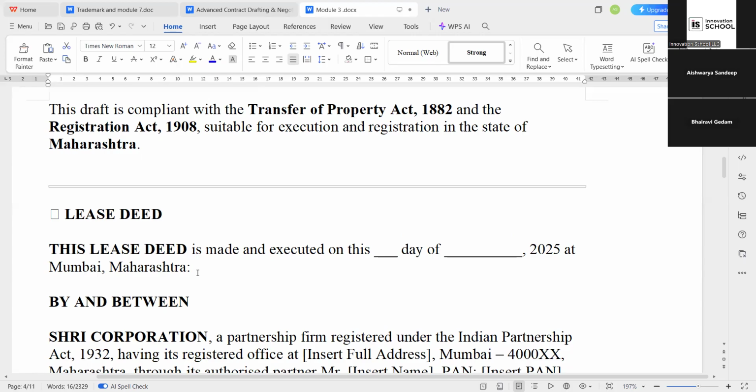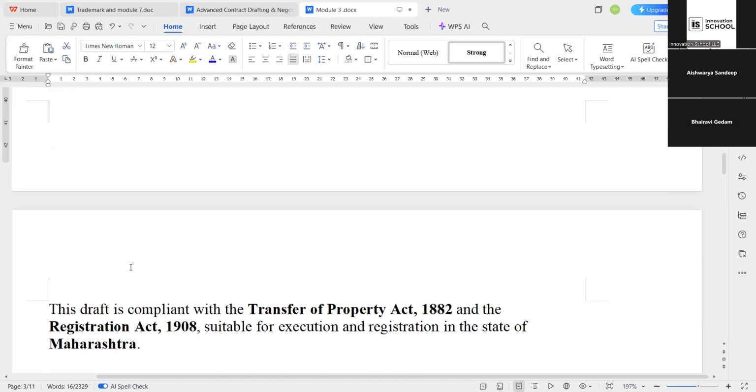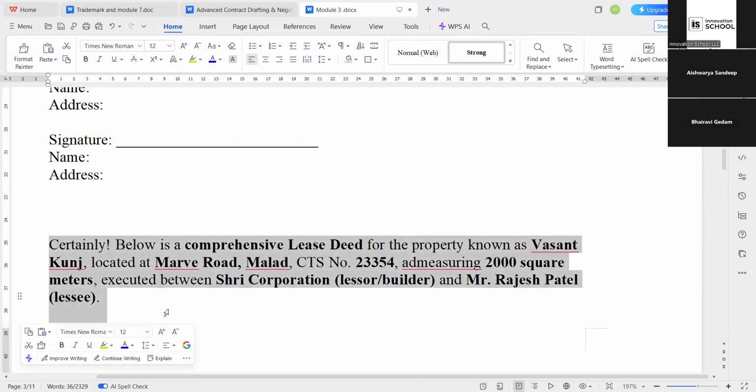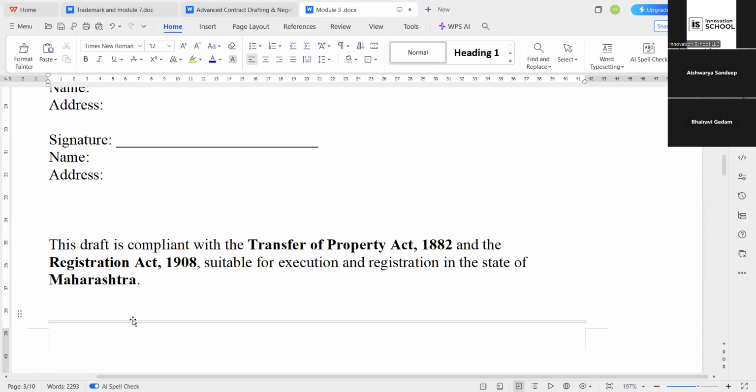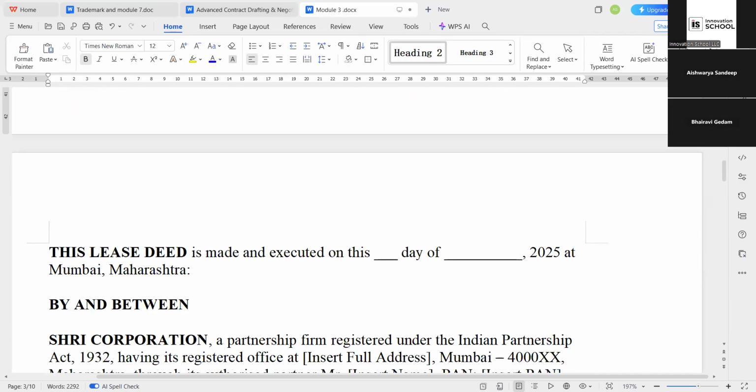Okay. Then comes your lease agreement. Your lease agreement is something that is created to give a property on rent, kind of a rental property, but for a longer duration.